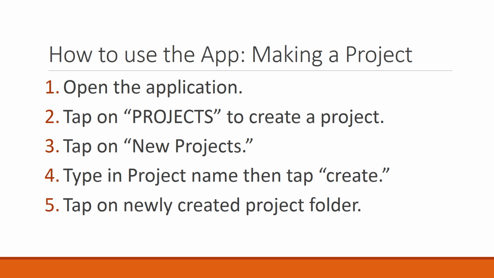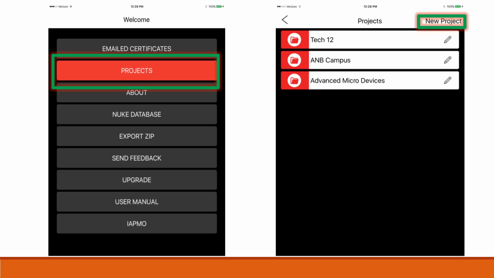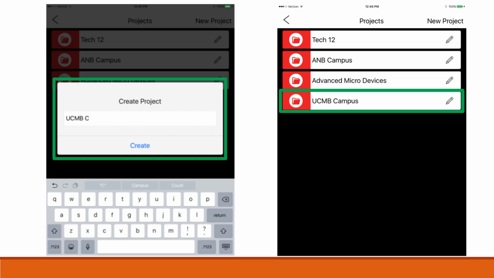How to use the app: making a project. Open the application. Tap on Projects to create a project. Tap on New Projects. Type in project name, then tap Create. Tap on the newly created project folder.